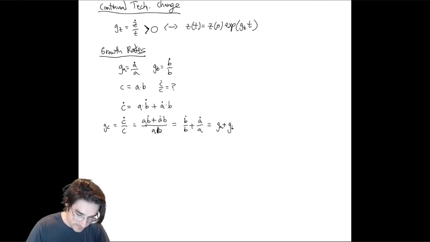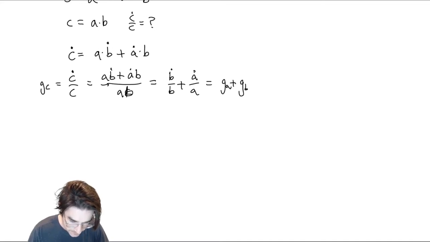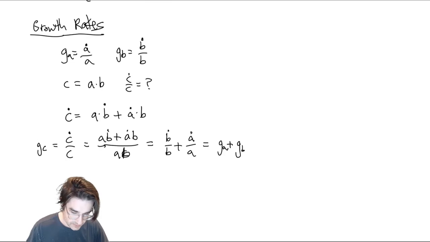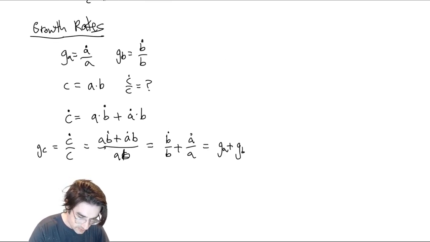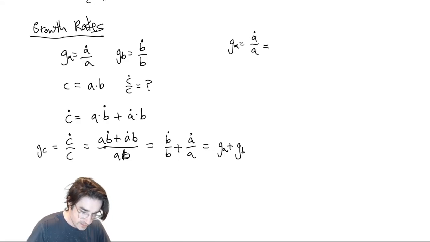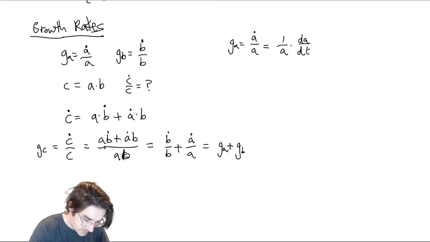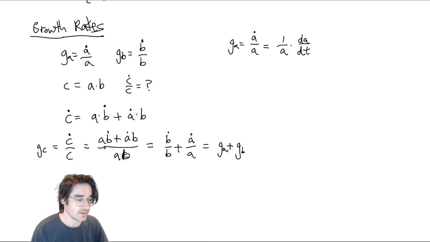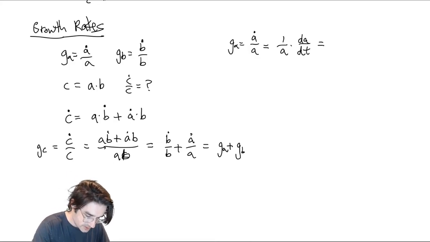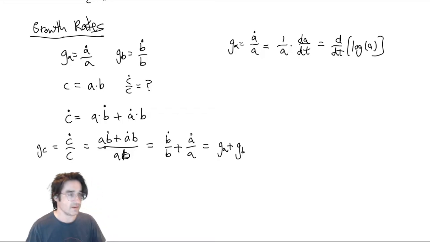The reason is this. GA is a dot over a, which is 1 over a times dA dT, using the old-fashioned notation. It's the derivative over itself, which is just d dt of the log of a, because you get 1 over a, but then the chain rule gives you da dt. So really the growth rate is just the derivative of the logarithm.